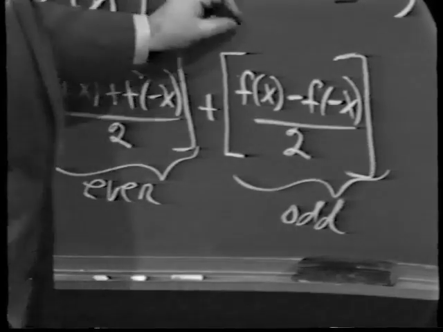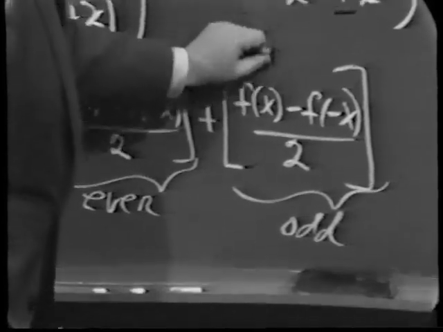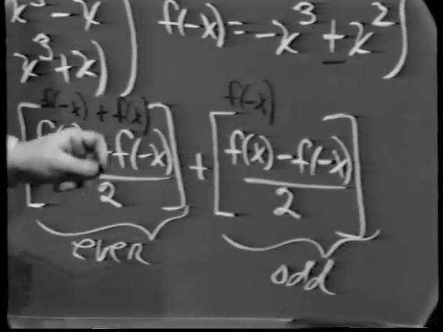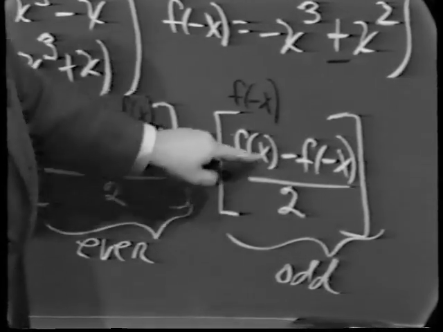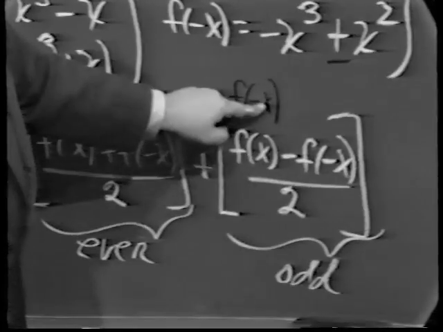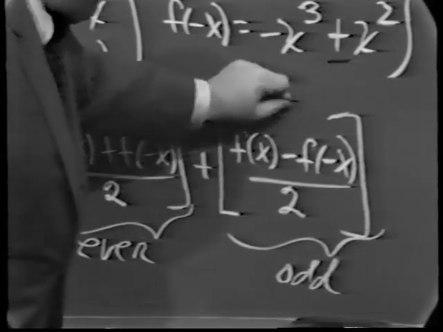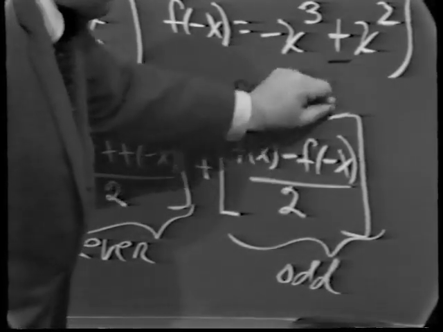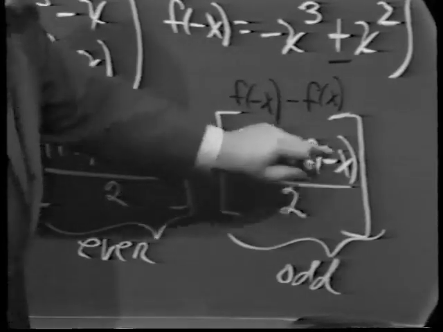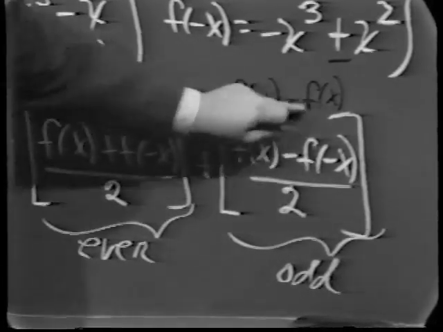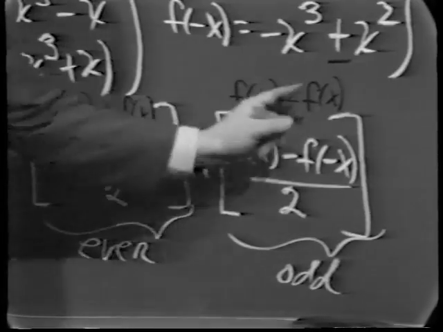On the other hand, if I interchange x with minus x here, notice that since I'm subtracting, look what happens. I replace x by minus x. This gives me an f of minus x. Now I make the same replacement here. Minus minus is positive. But now notice that if I look at this expression here, I've changed the order.